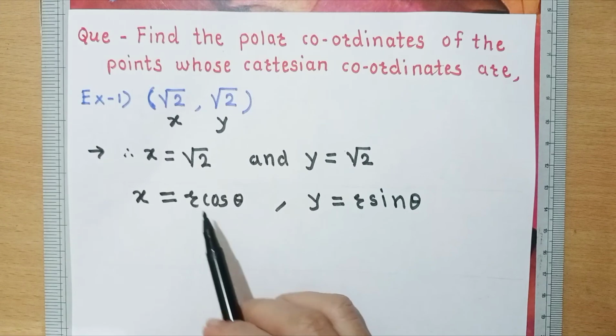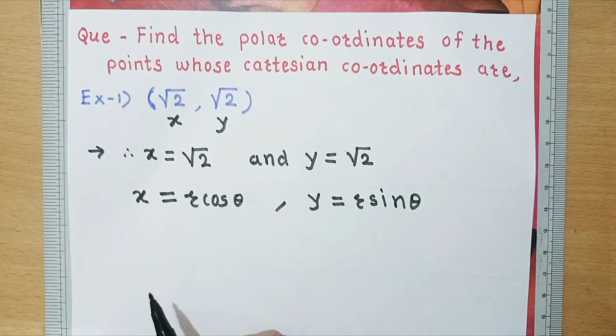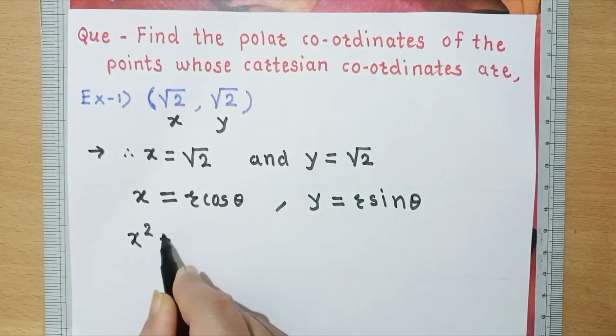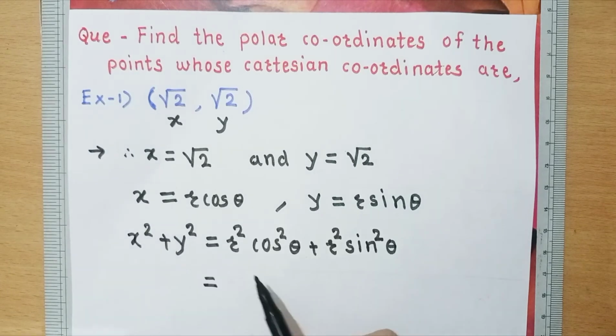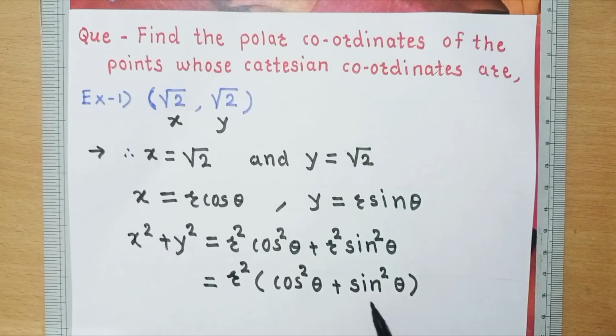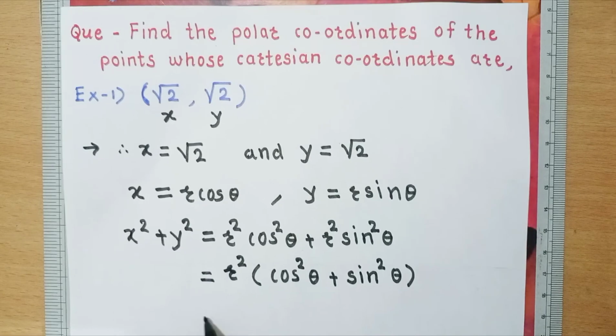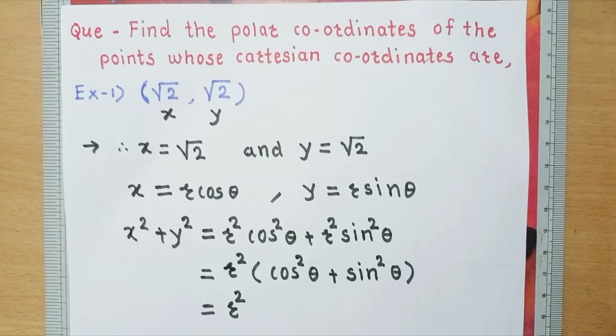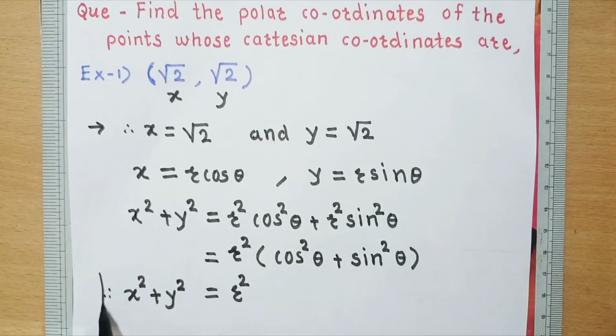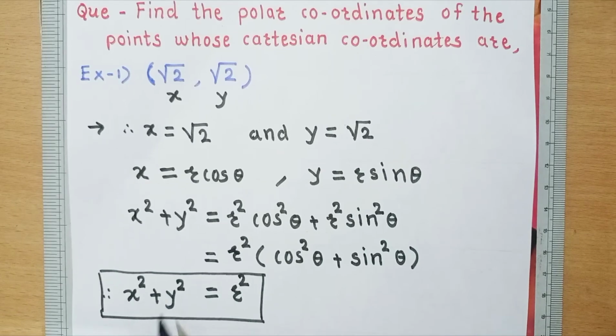So first squaring and adding these two equations, we have x square plus y square is equal to, now take r square common from these two, and sin square theta plus cos square theta is equal to 1. So this is equal to r square. Therefore we will use this relation to find the value of r from x and y.